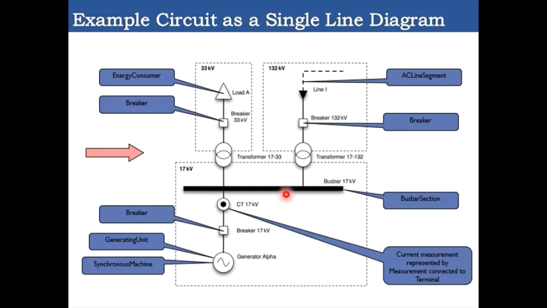Now here you will see that the two power transformers, 17/33 and 17/132, are connected to one single bus bar, and these are going to load A using a breaker, and this is going to another line which you can represent with an AC line segment via the 132 breaker. While at the lower end, that is at the 17 kV level, you will have one generator, and then you have a breaker, and then it is connected to the bus bar via the current transformer.